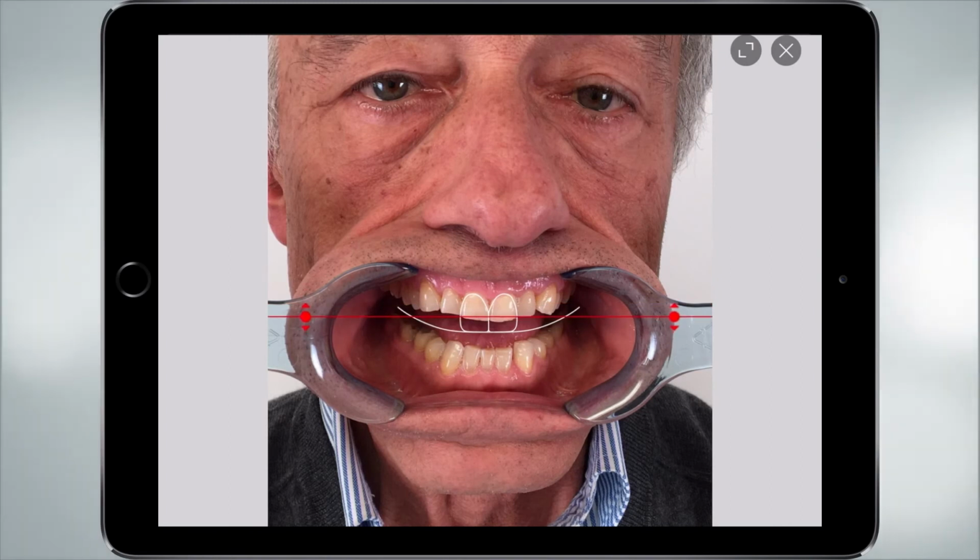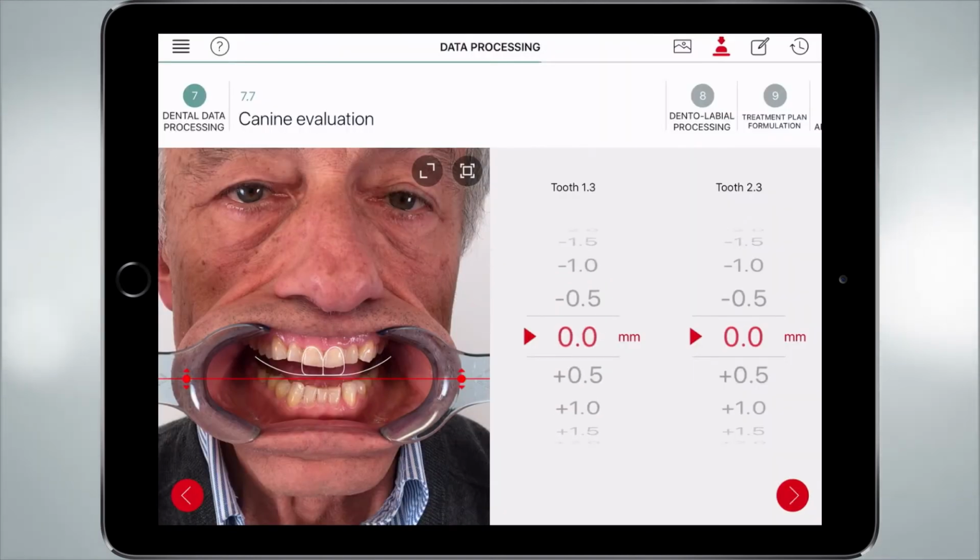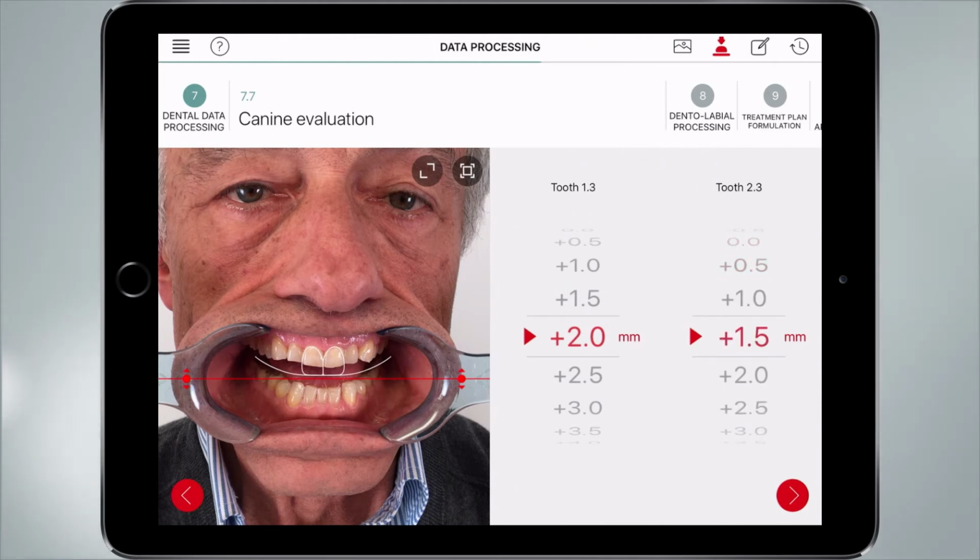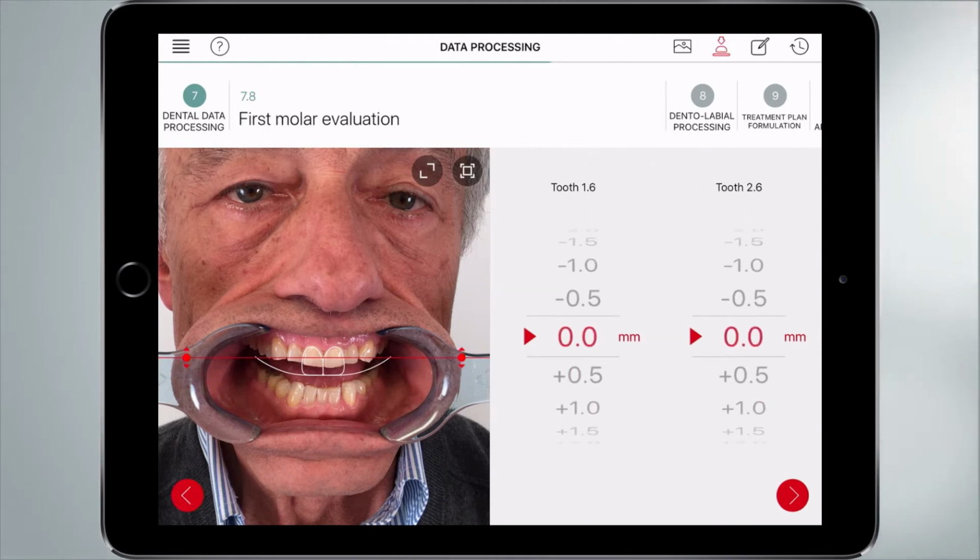For example, cuspid to cuspid, you know the cuspid on the right side seems to be shorter than the cuspid on the left side. And also the models are the same, so there is a little inclination as you have seen before. So at this point I want to increase 2 millimeters here and 2.5 the other side. So we have a value that we have put inside. We go ahead from the step 7.7 to the step 7.8. And now we have the first molar evaluation.